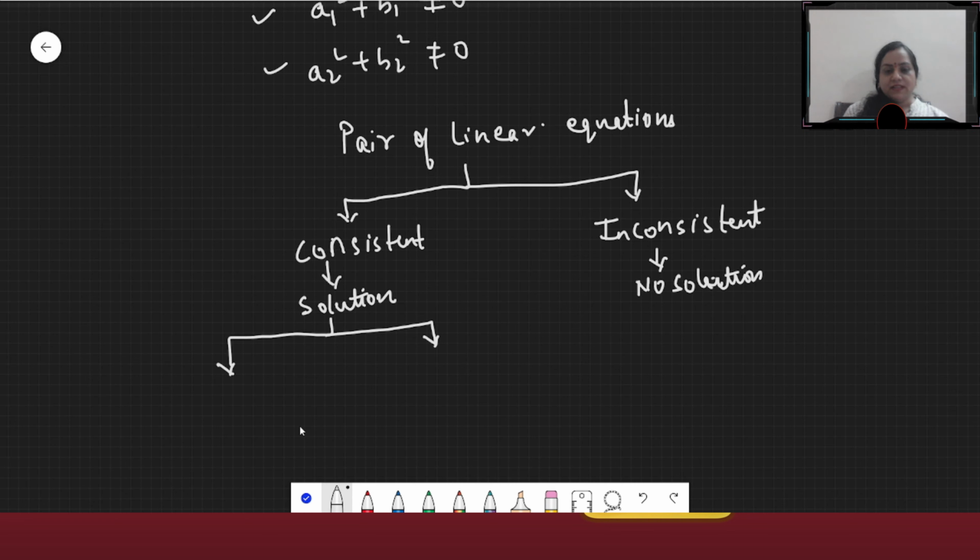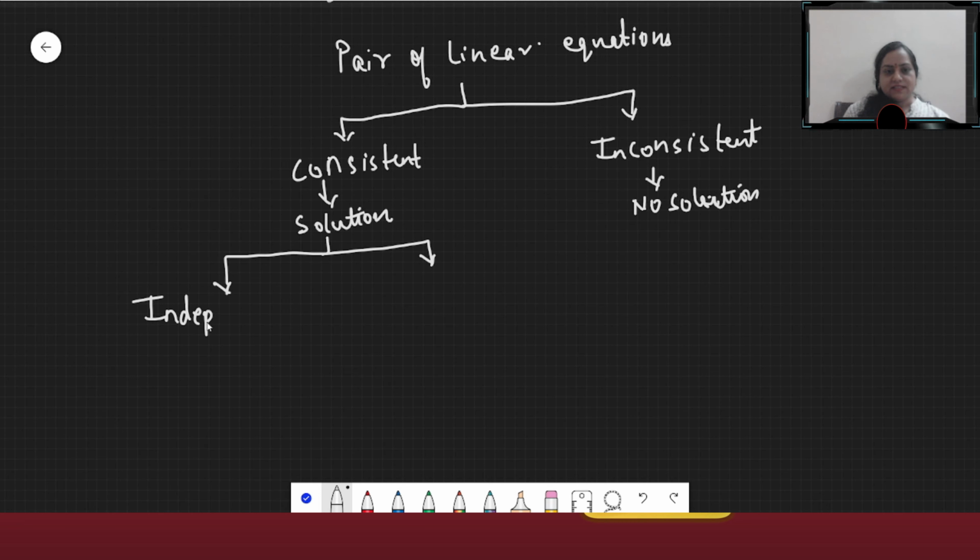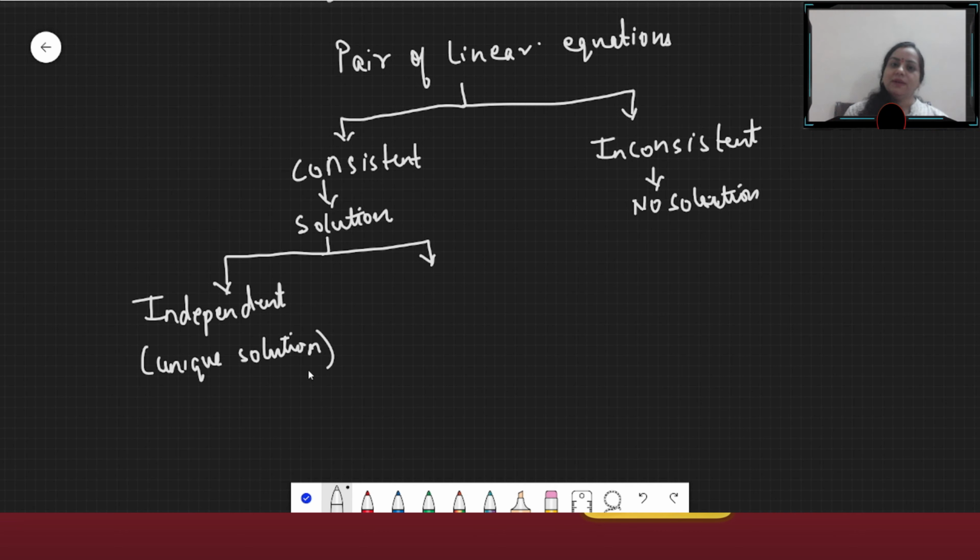There are two types. The first type is called independent consistent. Now, when do we call the pair of linear equations independent consistent? When there is a solution, of course. But when there is a unique solution, we call them independent consistent.